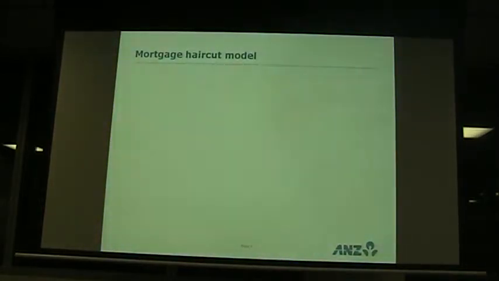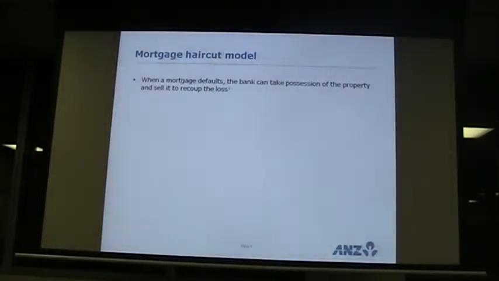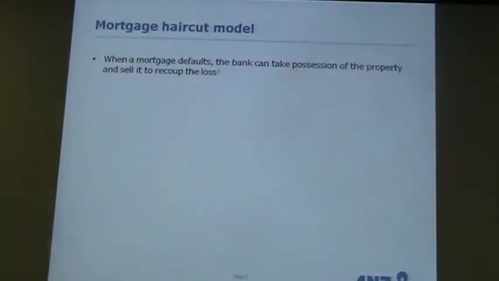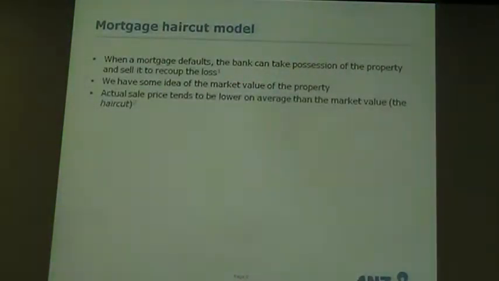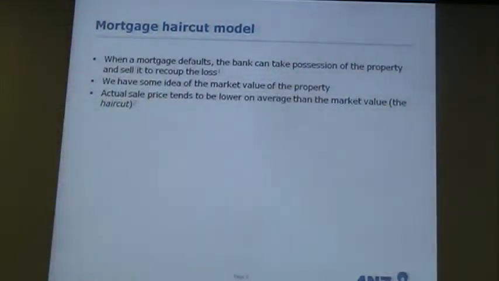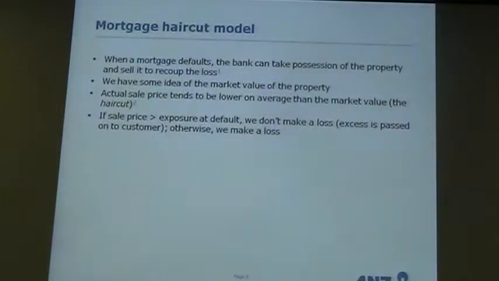Okay, so the first thing I'm going to be talking about is this thing called a mortgage haircut model. So I guess I get to tell people I work with haircut models. Basically, as background, when a mortgage defaults, the bank can take possession of the property to sell it and maybe make some of its money back. We have some idea of the market value of the property. However, the price that the property goes for tends to be lower than the market value, and this is called a haircut.